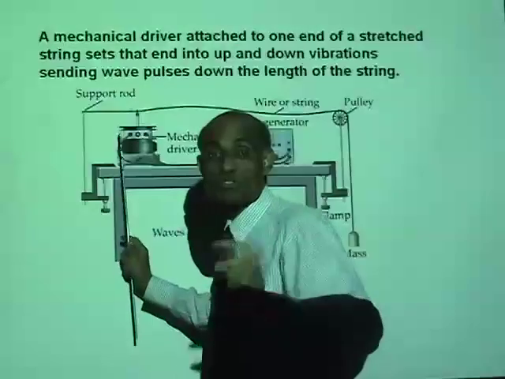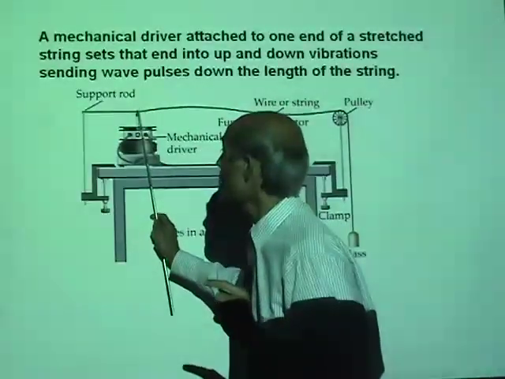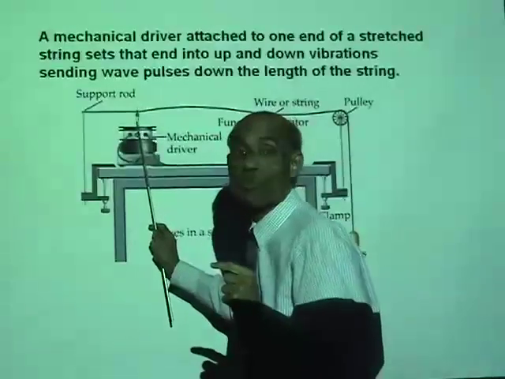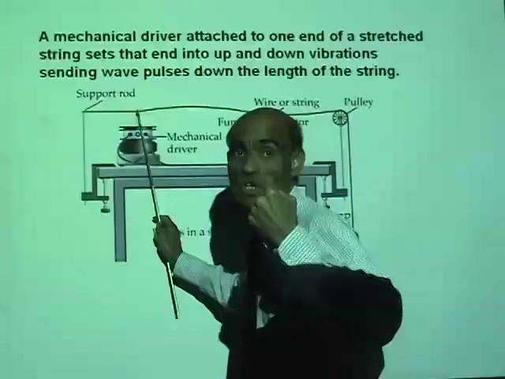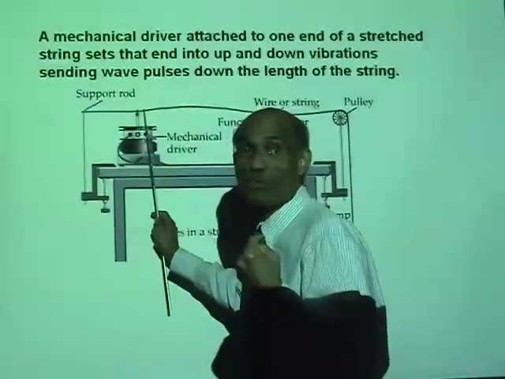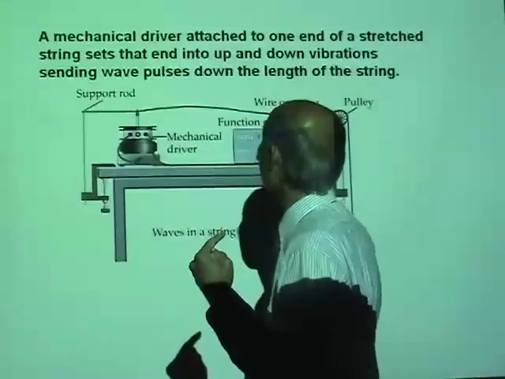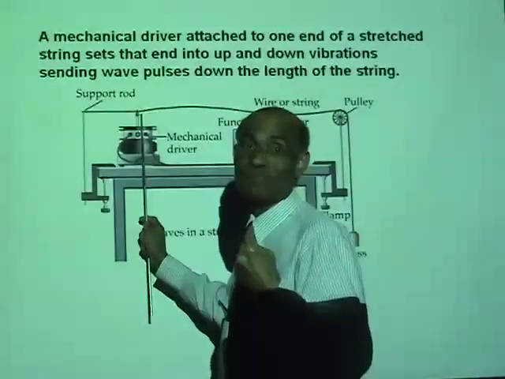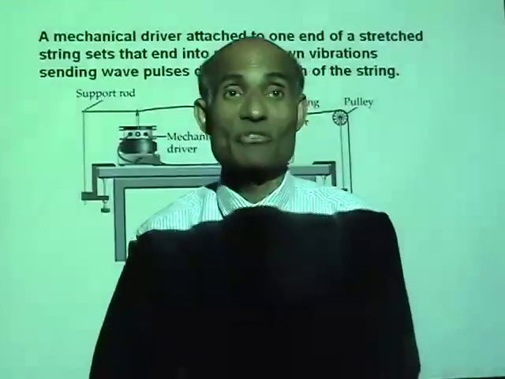So, what is the criteria for that? The criteria is, by the time this particle completes one vibration and is ready for the next vibration, during that time, the wave produced by the first vibration must go and come back. Then these two will be in phase.